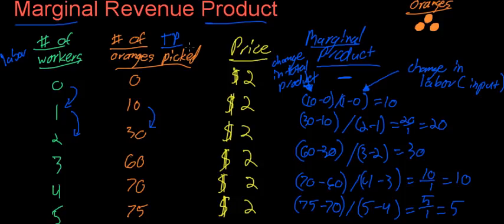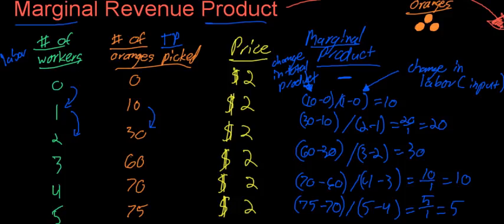So the last thing that we want to calculate is the marginal revenue product. I'm just going to abbreviate that as MRP because I'm running out of room. So the marginal revenue product is the increase in revenue that can be associated with the increase in inputs. To put that more plainly, this is the increase in revenue for hiring another worker.